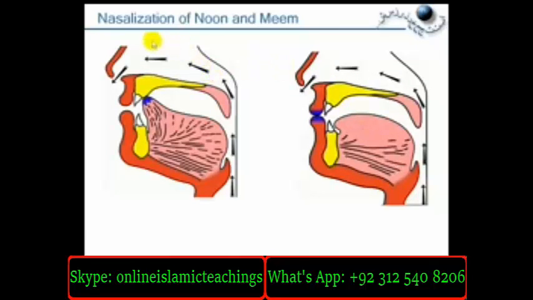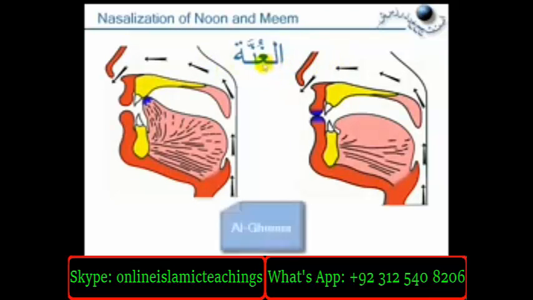The next slide is about what we call nasalization. So there are times when you're pronouncing certain things in Arabic where you hold the sound in your nose, so it's like a small reverberation inside your nasal cavity. We're going to study the nasalization of noon and meme here, and this nasalization that takes place is known as al-ghunna, al-ghunna. So we're going to have a look at it operating with meme and noon.